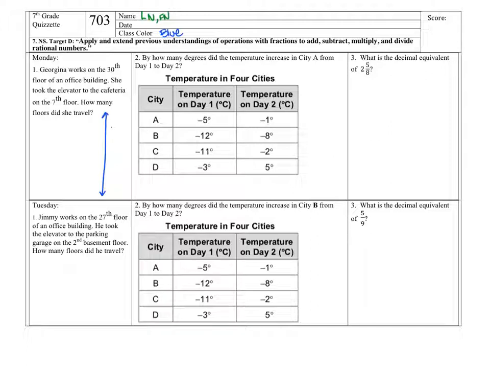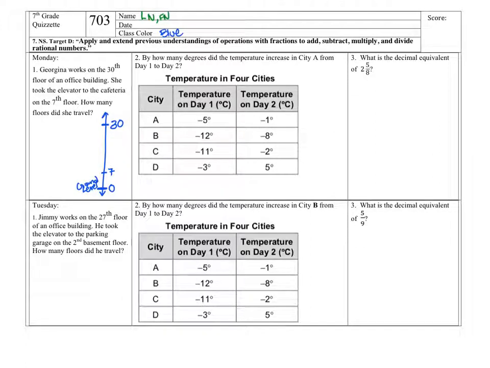So I'm going to draw a vertical line, and that's something that you will continually see in 7th grade math: vertical and horizontal lines. Right now I'm going to draw a vertical line because we're talking about a building, and when we're talking about buildings and floors, we're usually speaking about them vertically. So it says Georgina works on the 30th floor, so I'm just going to put 30 up here. And it says that she went to the cafeteria on the 7th floor. And then over here, I'll just put 0 to give me some type of ground level.